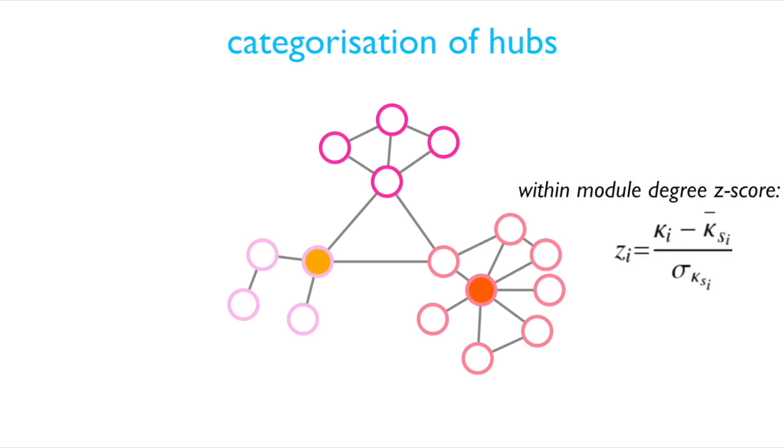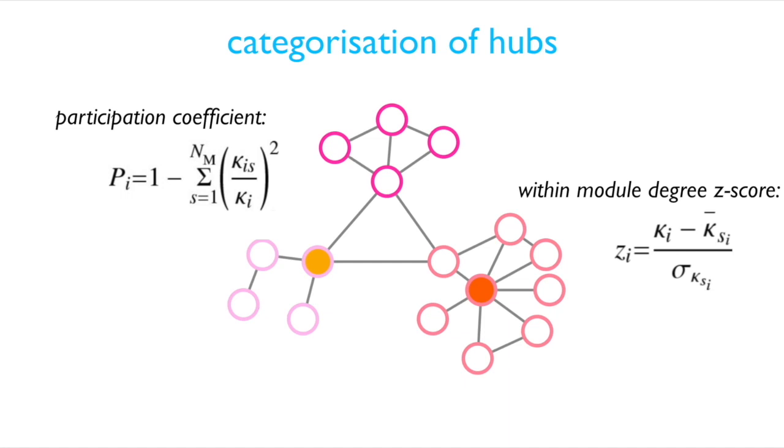This was nicely formalized by Guimerà and colleagues, who said, you know what, we can compute for every node in the network, in particular the high degree nodes, their so-called within-module degree z-score, which is how many connections a certain node in a certain module has compared to the degree of the other nodes in that module. If a node stands out in terms of its degree within that particular module, this high within-module degree z-score might indicate that this node is indeed important in terms of its central connectivity within that particular module.